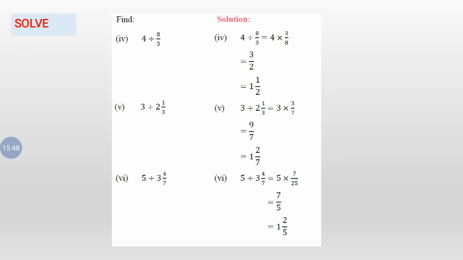We get a value of 3 by 2. So 3 by 2 is an improper fraction. So we convert it into a mixed fraction. We get the value 1 1 by 2.